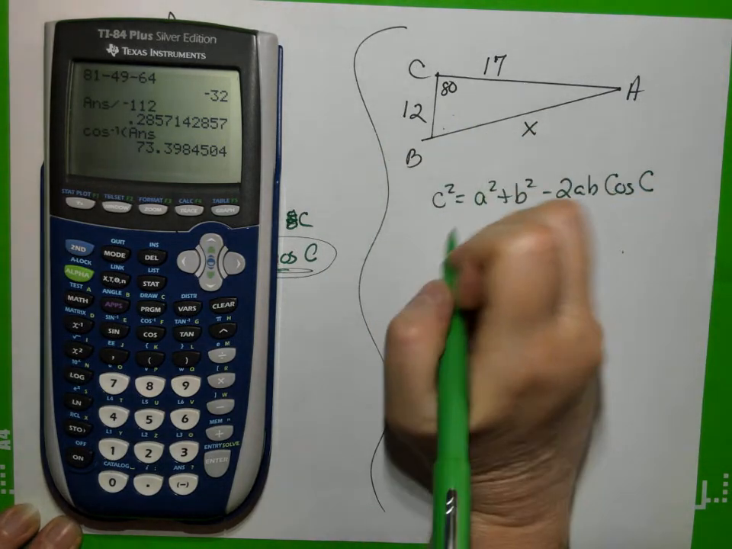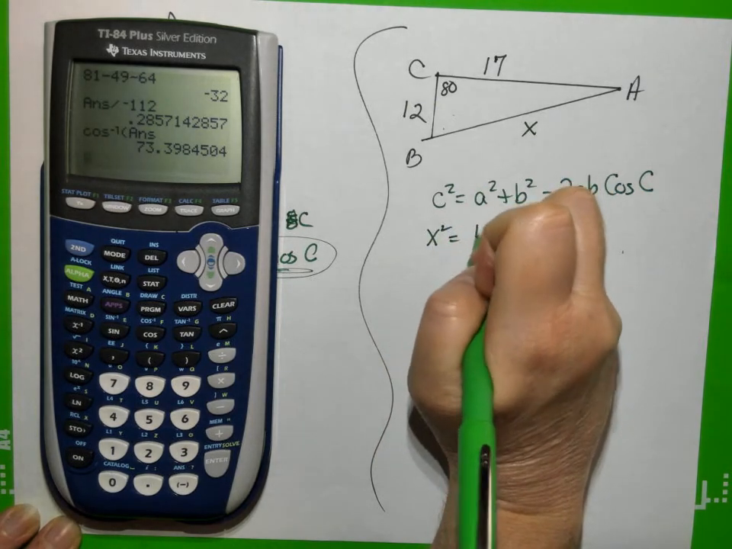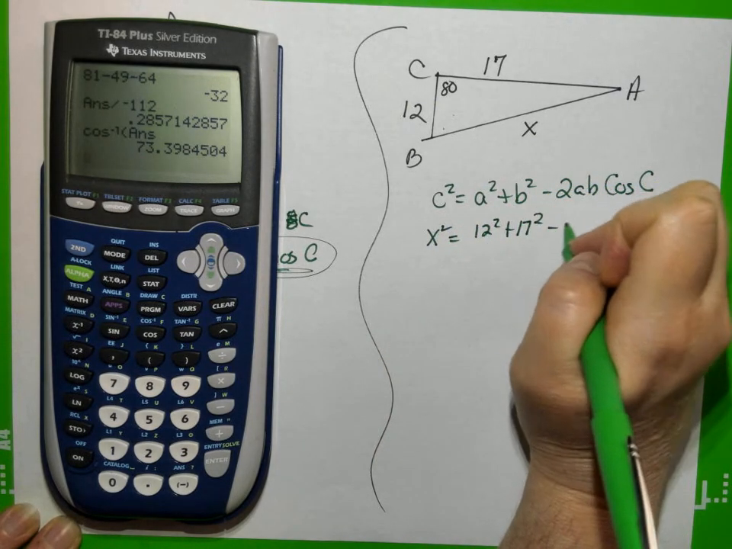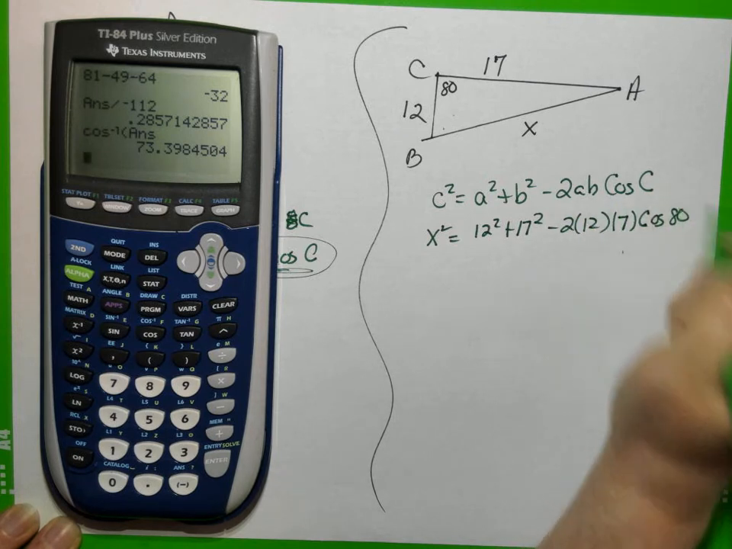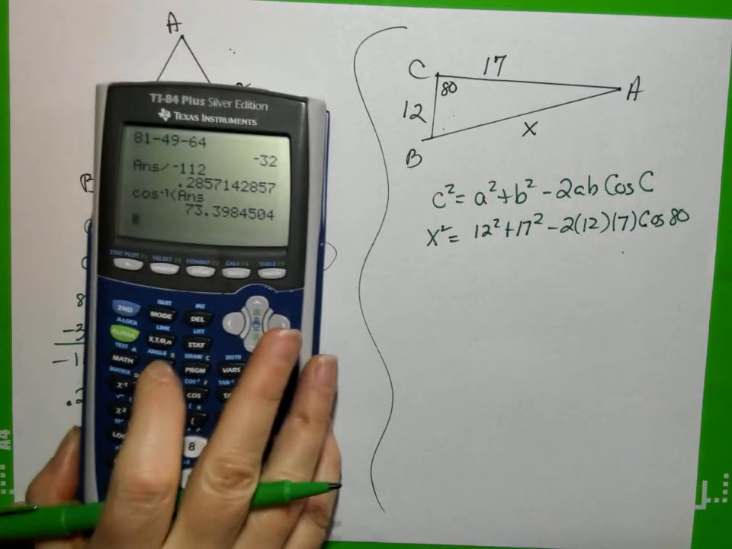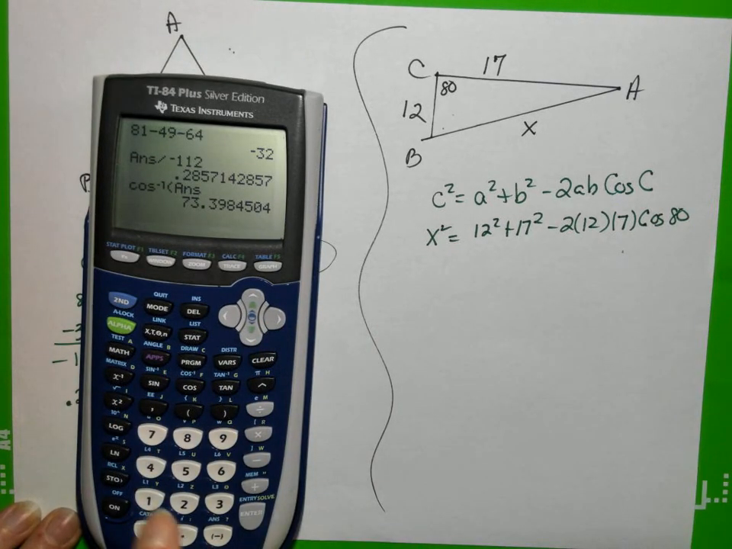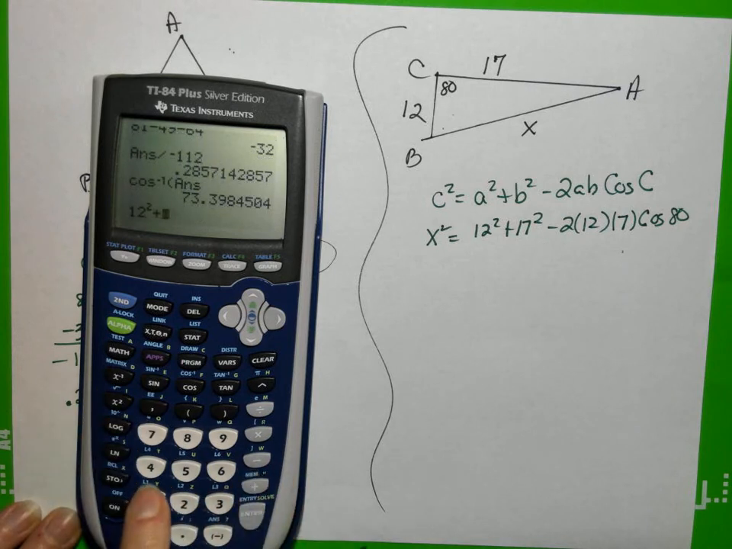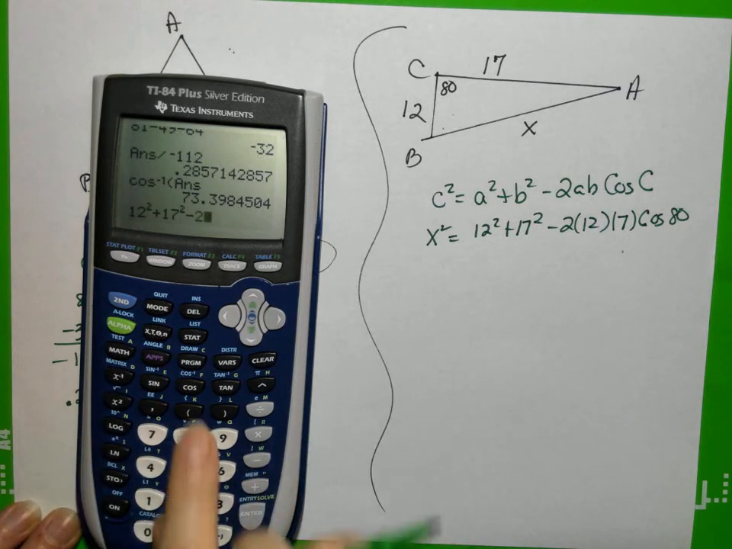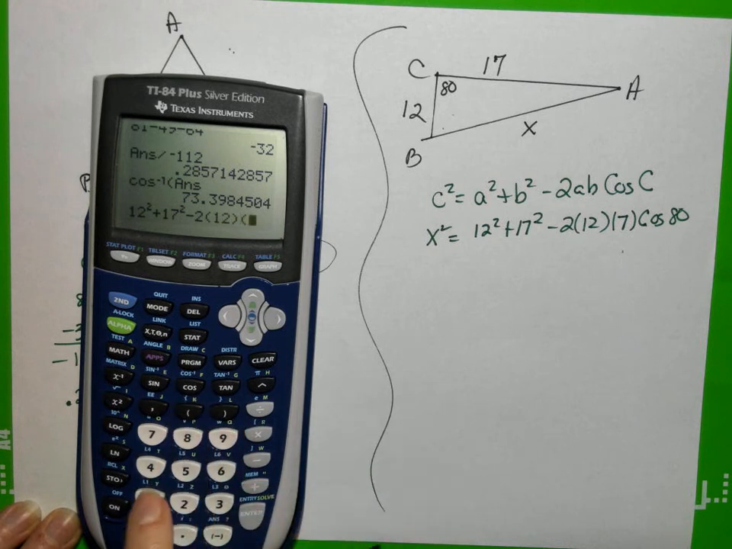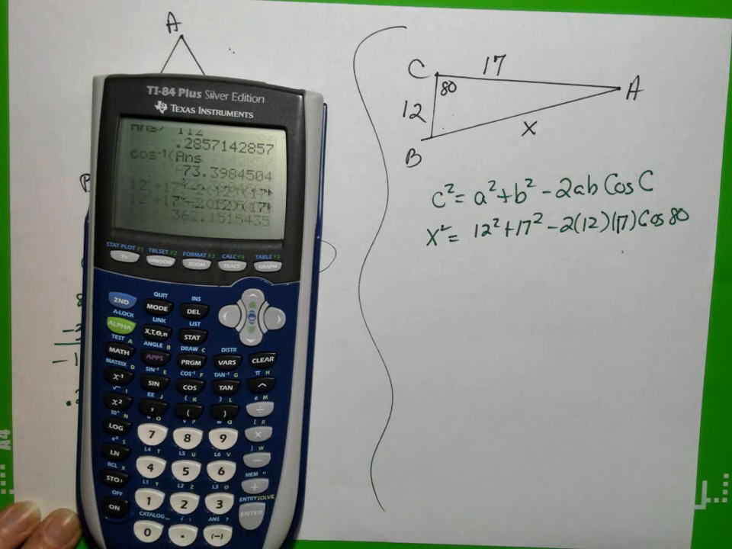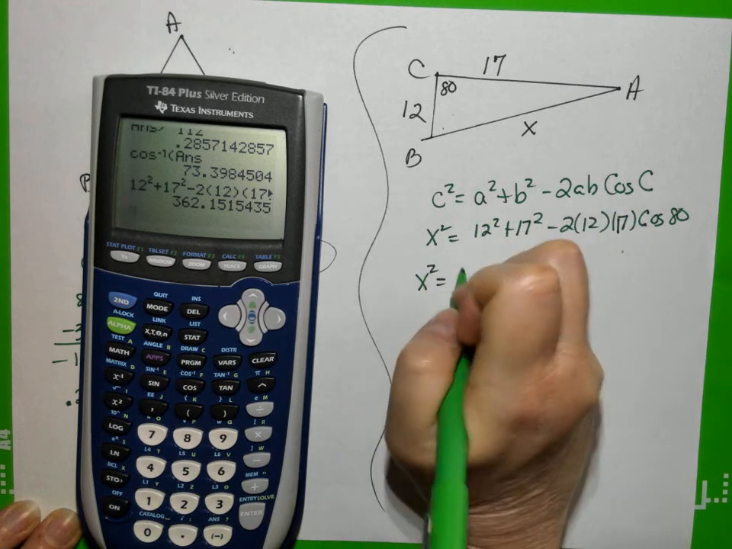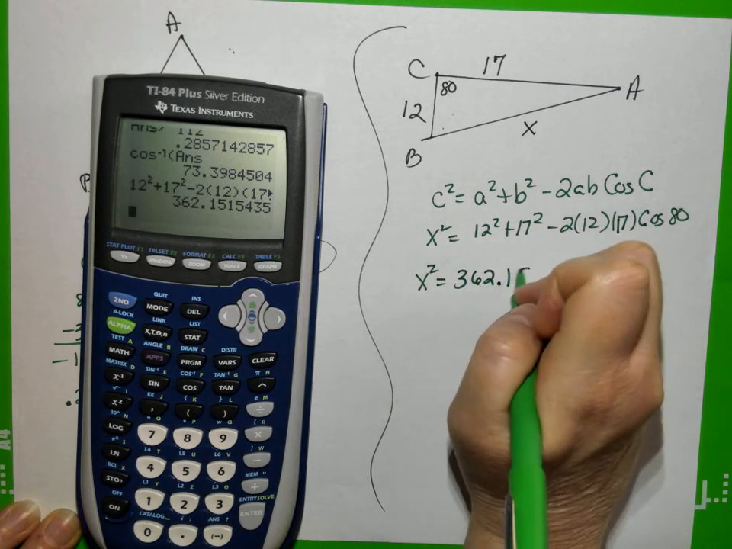Plugging in what I know. X squared is 12 squared plus 17 squared minus 2 times 12 times 17 times the cosine of 80. I'm just filling it all in. And in this case, my calculator does the rest. So 12 squared plus 17 squared minus 2 times 12 times 17, cosine of 80. And it tells me that x squared is 362.15, so forth and so on.